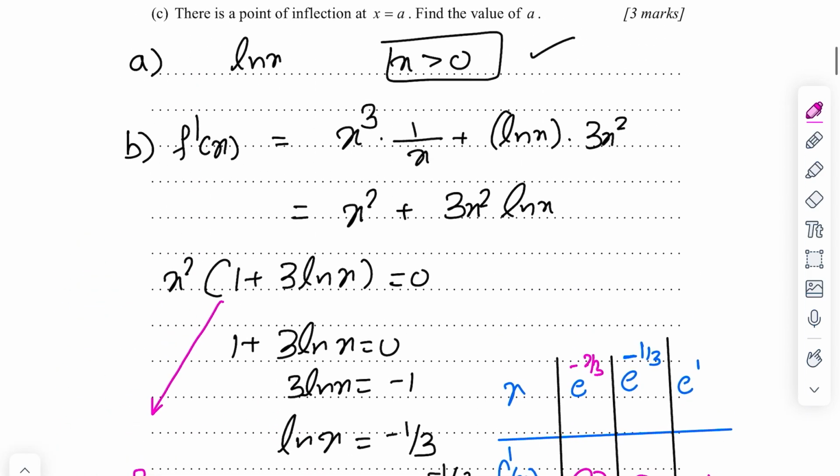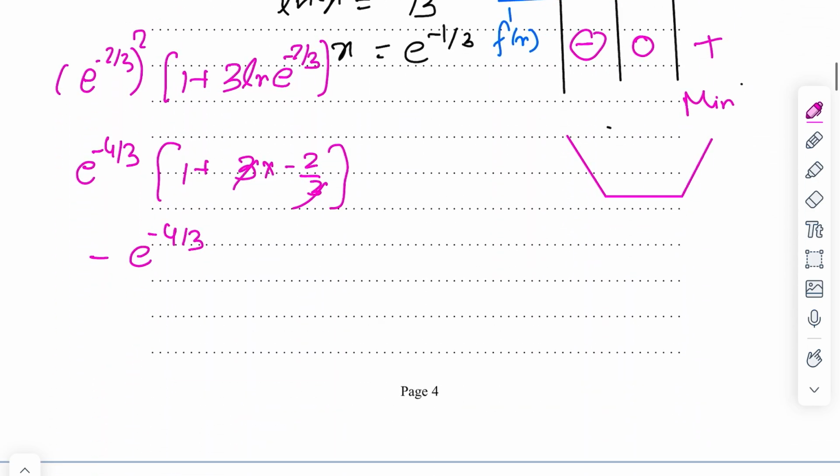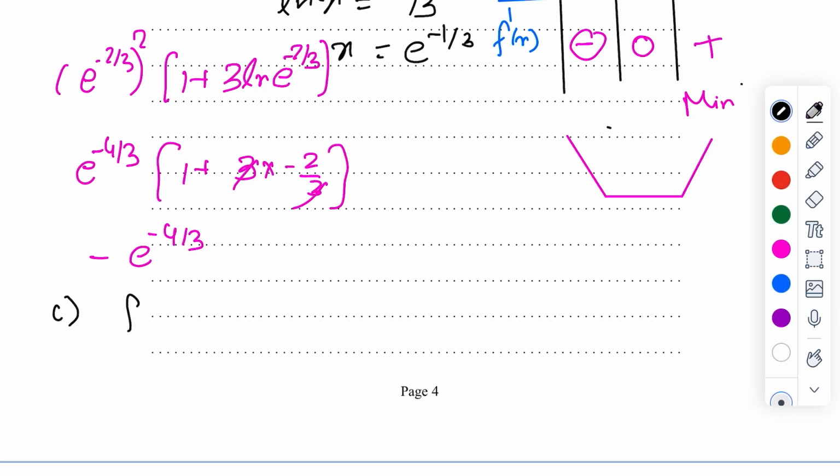Then there is a point of inflection at x equals a. Find the value of a. What is a point of inflection? Point of inflection means the second derivative should be equal to 0. So find the second derivative and equate to 0.